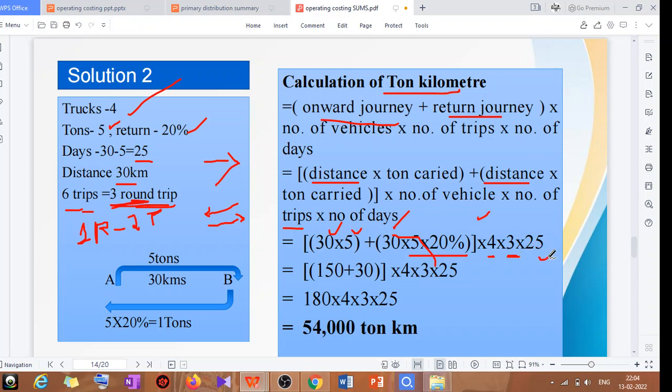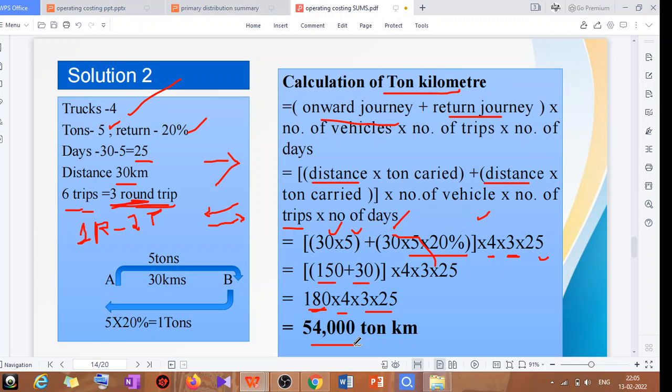Number of days 25. Okay, so when you multiply it, 30 into 5, 150. 30 into 5 into 20%, it will be 30. Okay, so 150 plus 30, 180. So first you solve what is there in the bracket, then you multiply. Got it? 180 into 4 into 3 into 25, it will be 54,000 ton kilometers. I hope it is clear to you.